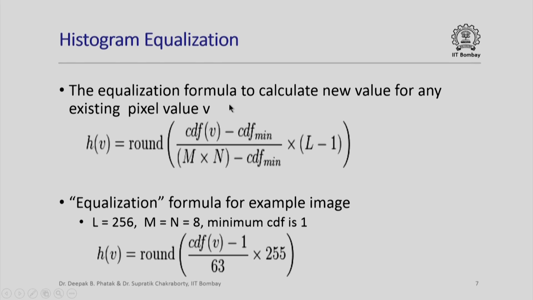The equalization formula permits us to calculate a new value for every pixel value V. So, if V is an existing pixel value in the current image, there is a formula which maps this V into H of V, given by the rounded value of the Vth element of CDF minus the CDF min, divided by the size of the image m by n minus CDF min, and the whole thing multiplied by L minus 1. The equalization formula for our example image, where L is 256 and m and n are 8, and the minimum CDF value is 1, reduces to this simple formula.